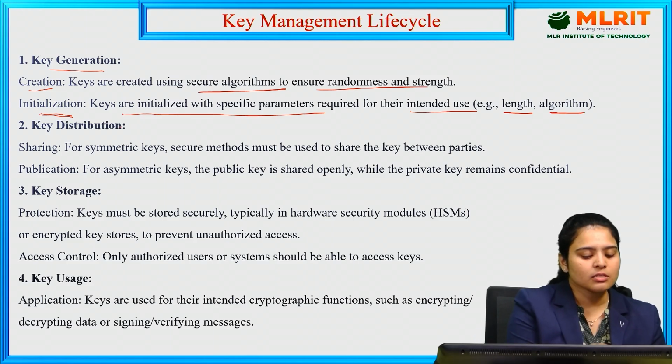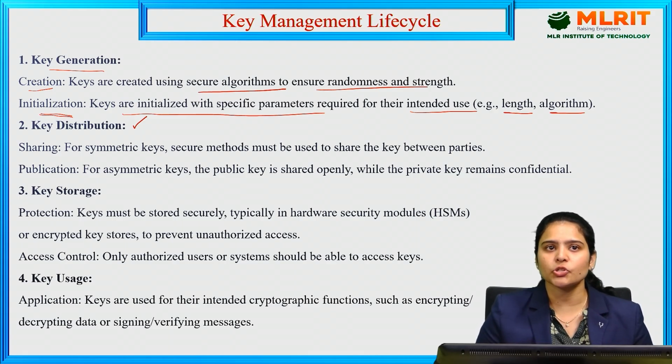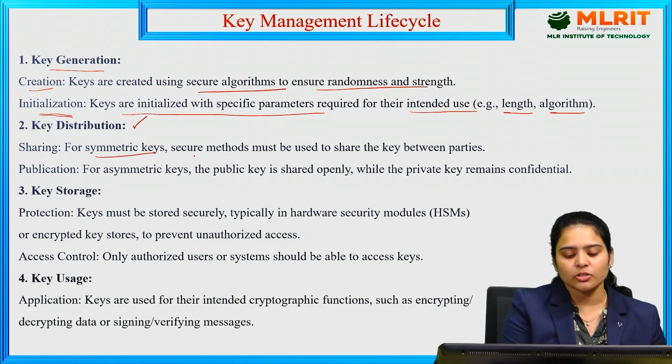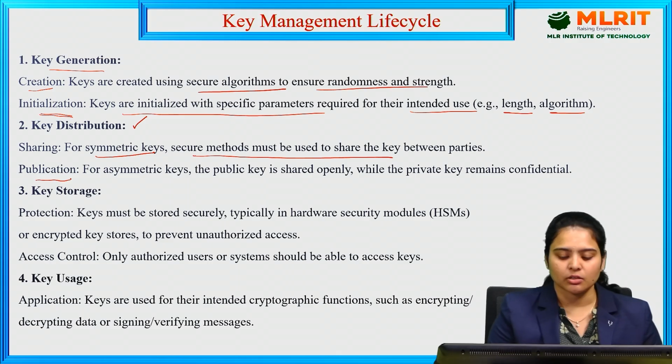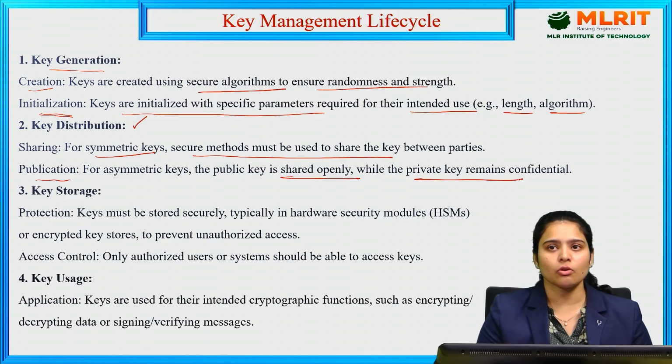The next one is key distribution. Key distribution is done through sharing and publication. Sharing is used for symmetric keys, where the methods should be secure and share the key between the two parties. And also publication: the public key should be shared openly while the private key remains confidential. So the matter should be kept highly confidential in the key distribution process.